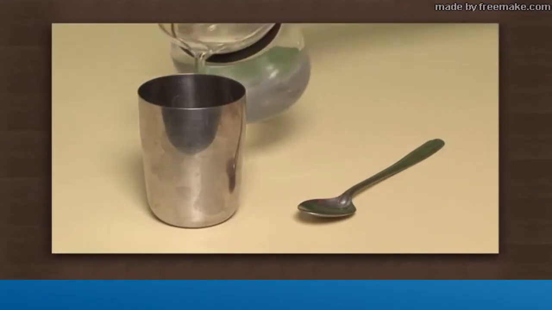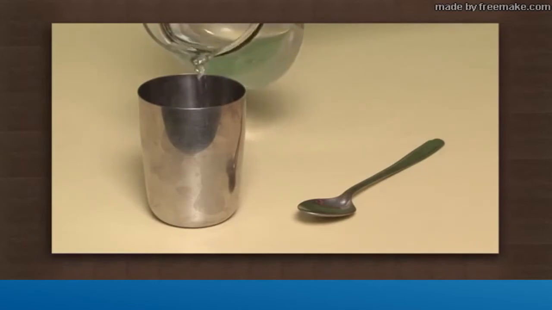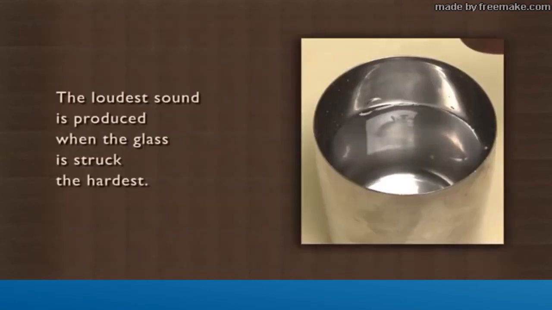Pour some water in a metal glass. Now strike the glass with a spoon and observe the sound. First softly, then a little harder, and again very hard. You observe that the loudest sound is produced when the glass is struck the hardest.